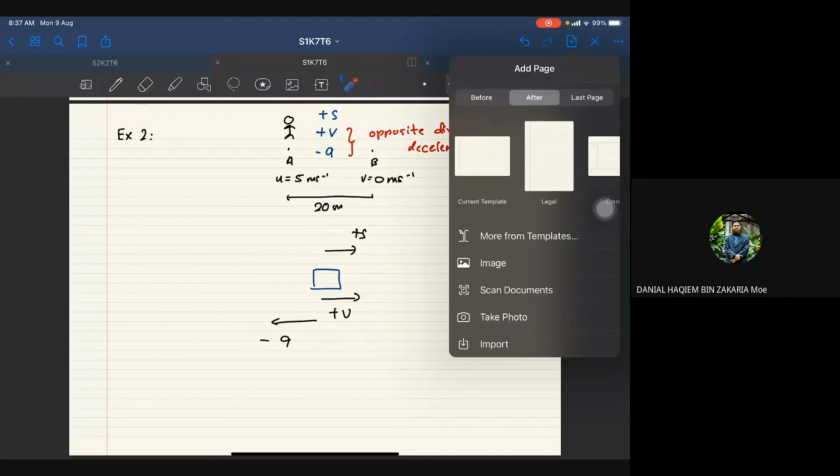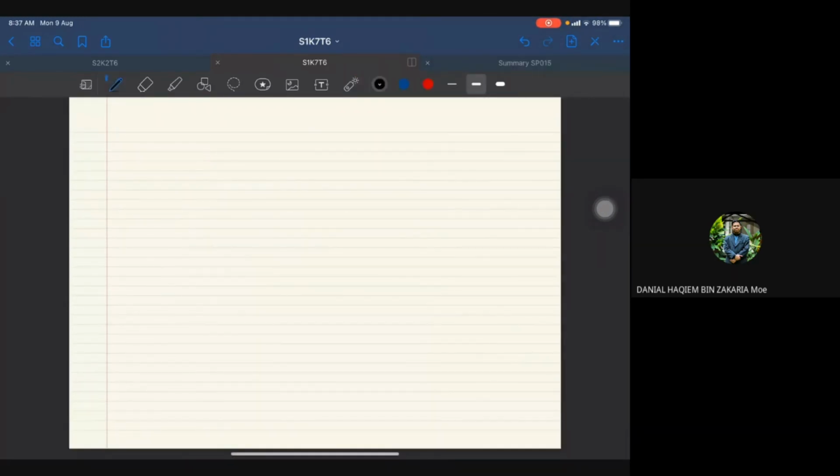We try one more time. One more example. Okay, example 3. Okay, let's say now, this object, they travel from point A and then towards point B. U is equals to 10 meter per second. Velocity final is equals to 0 meter per second. Okay, now, sign convention for S, V dengan A.